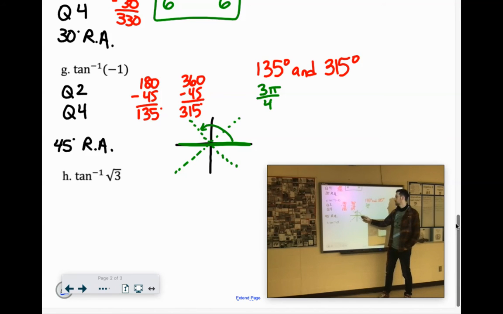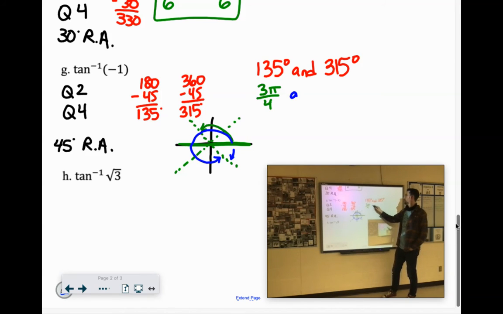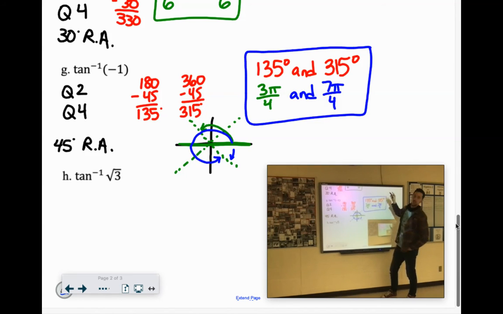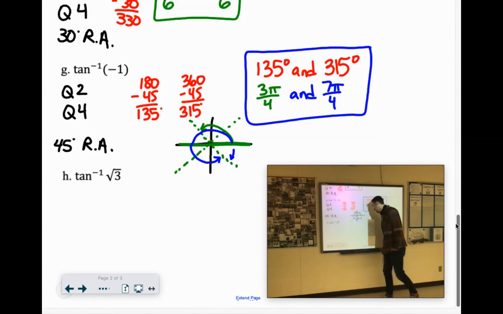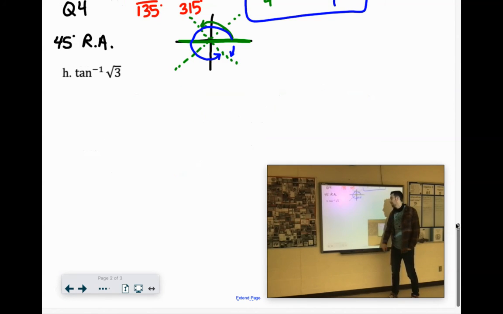315 is just this 45-degree reference angle. So that would be 1, 2, 3, 4, 5, 6, 7 pi over 4. Or do the conversion: 315 over 1 times pi over 180. I think you guys will be happier if you can think of it in that fractional way.